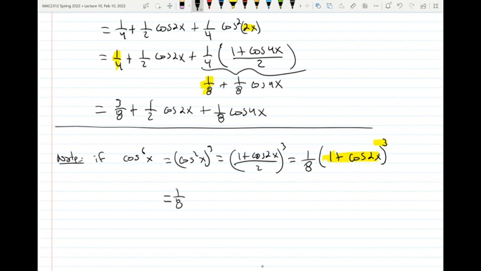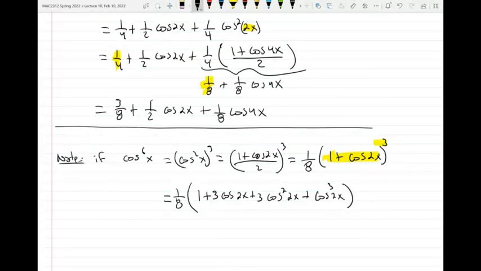This would be, when you expand this cube, the first one cubed plus 3 times the first one squared times the second one plus 3 times the first one times the second one squared, and then plus the last one cubed. Okay, that's that.